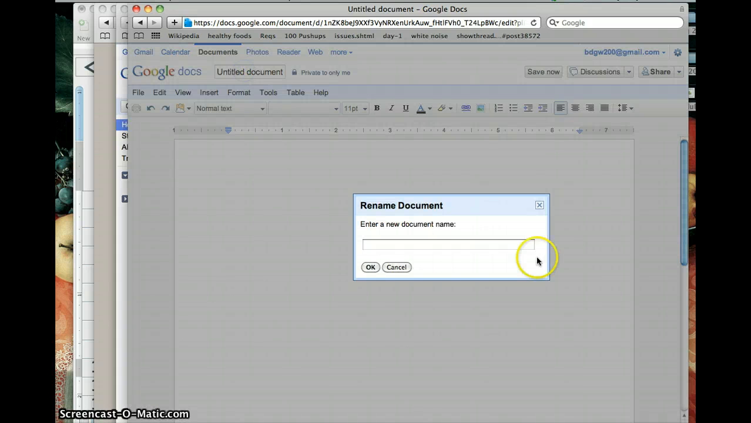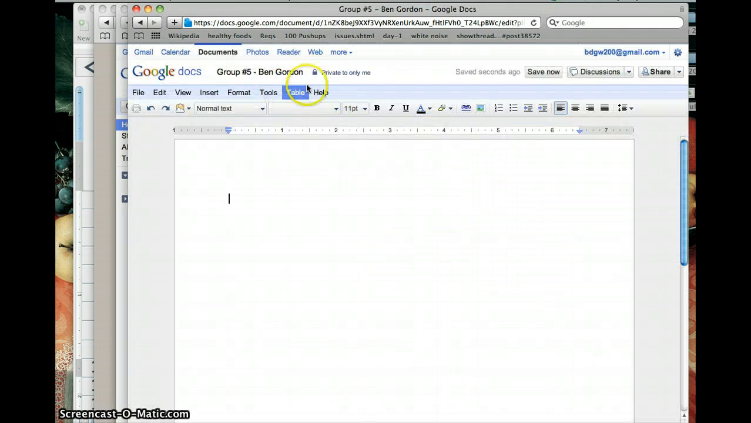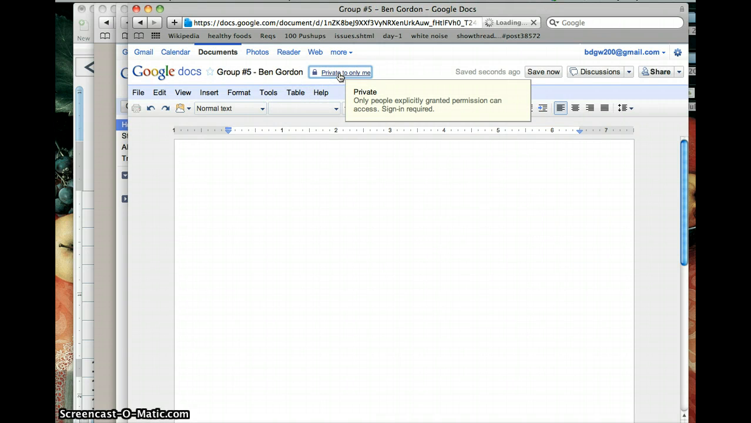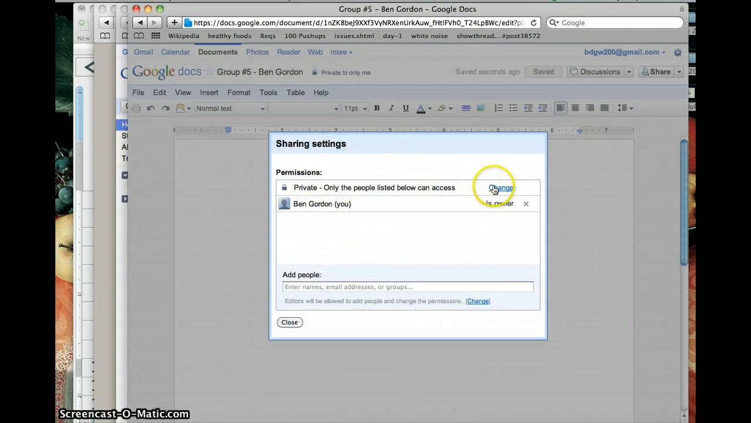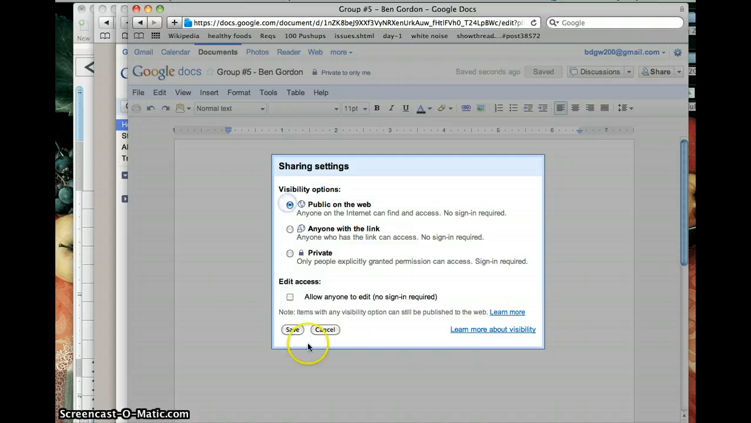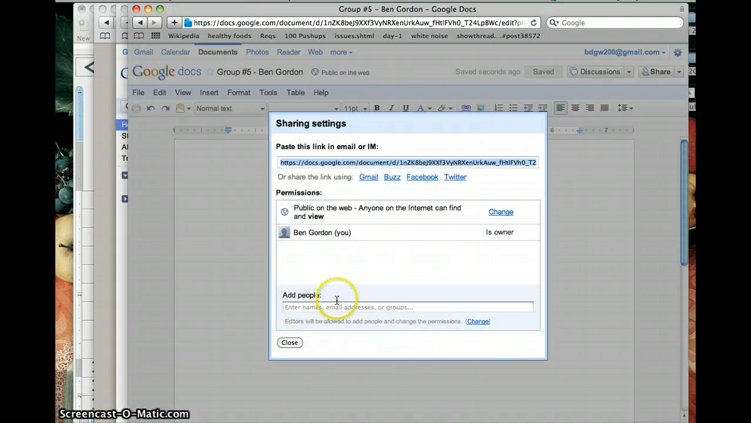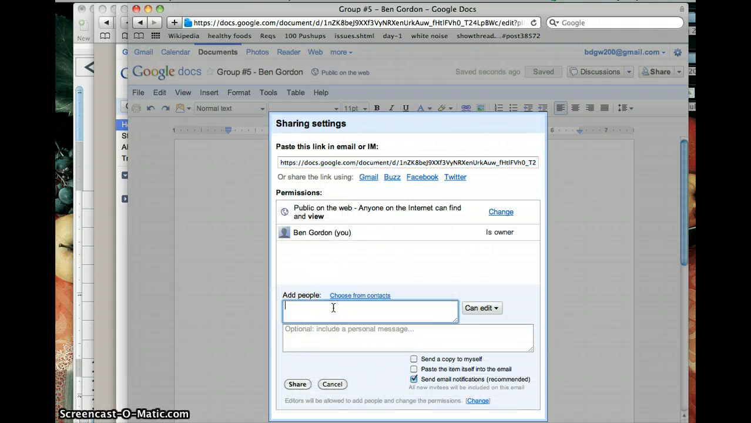renaming the document to say group number 5 Ben Gordon. If I were the group leader of group number 5, I would go to private, change the Google document to public, and now I am able to invite all other people who are in the group, invite them based on their usernames, and also I will need to invite the teacher in order to tether our accounts together.